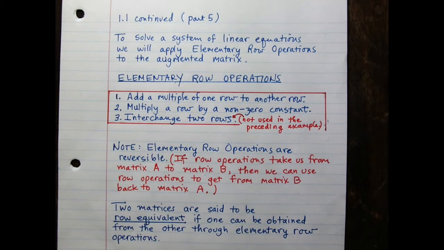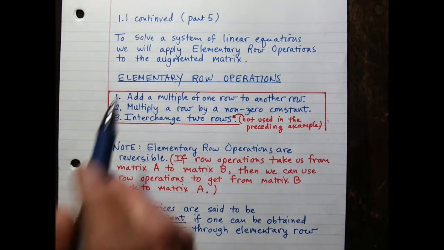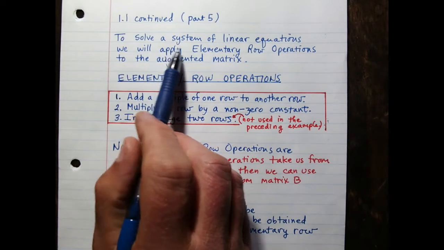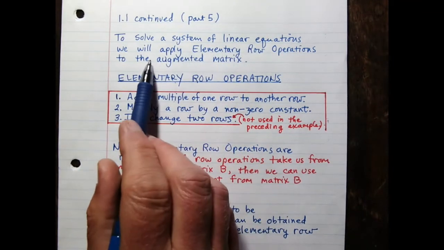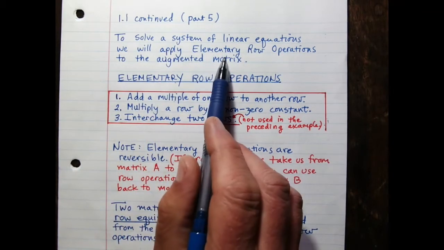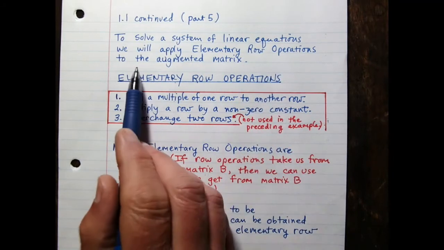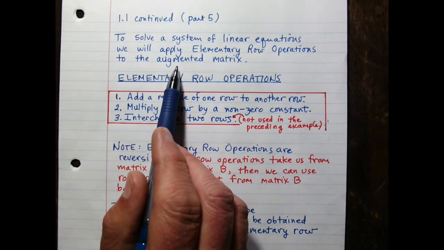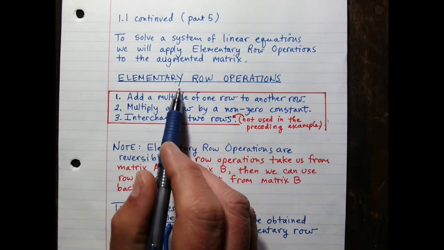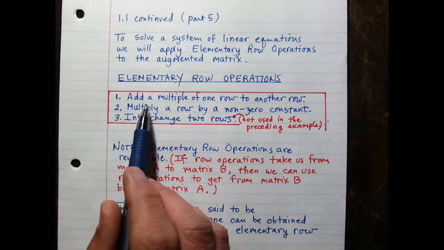So we're going to wrap up 1.1 with this last video segment, and let's just summarize where we're at right now with solving systems of linear equations. To solve a system of linear equations, we will apply what are called elementary row operations to the augmented matrix. And here are the elementary row operations. There are three of them.